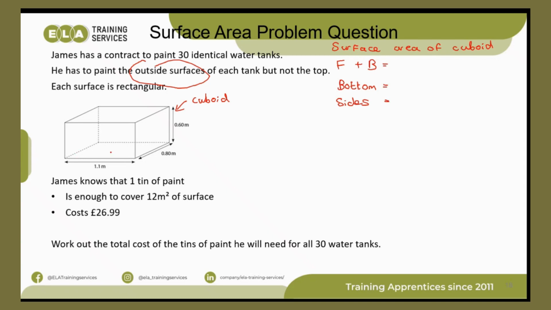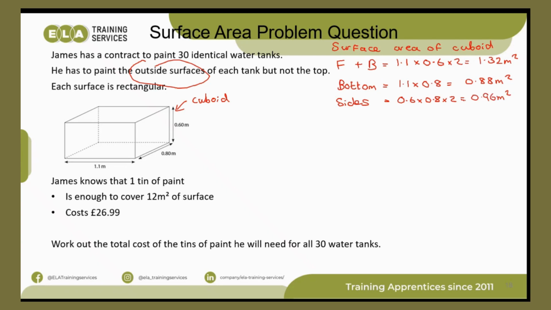So our front is going to be 1.1 multiplied by 0.6. So 1.1 times 0.6 times 2, which is 1.32 metres squared. Our bottom is 1.1 times 0.8, which is 0.88 metres squared. And then 0.6 times 0.8 times 2, which is 0.96 metres squared.